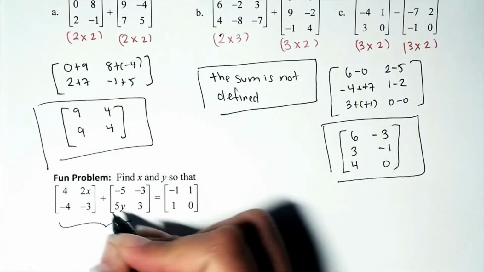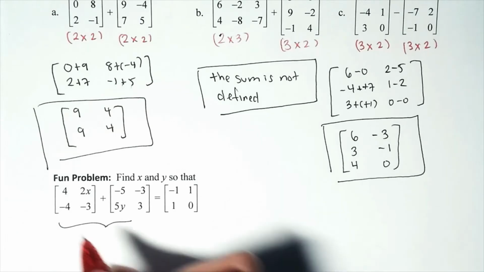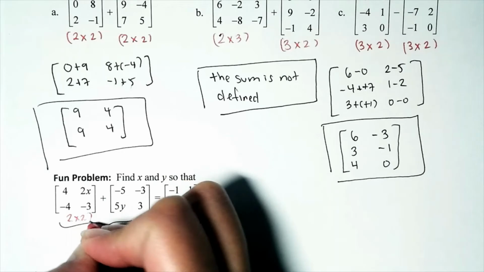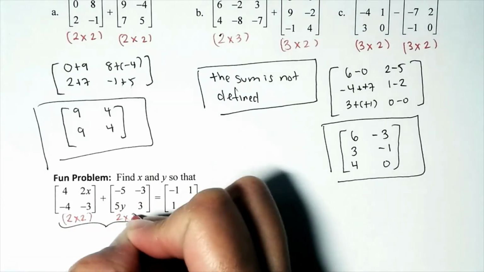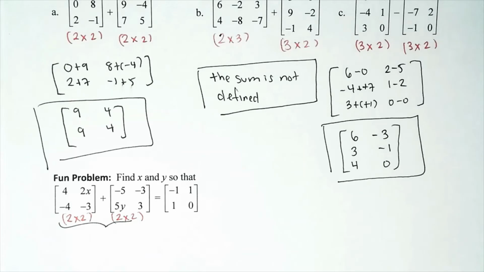Okay, so we have 2 matrices separated by addition sign, we're supposed to add, but let's see if it's possible to add. This one is 2 rows and 2 columns, so it's going to be a 2 by 2 matrix. This one also has 2 rows and 2 columns, so we have another 2 by 2 matrix. The sizes are the same, so that means that the sum is defined.